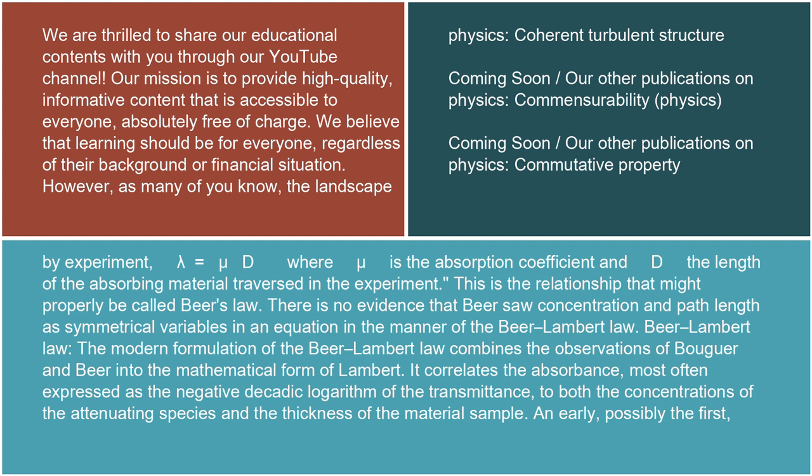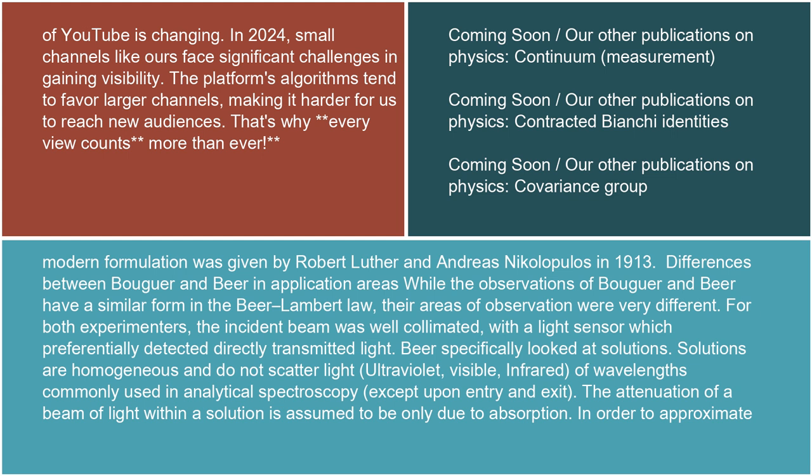There is no evidence that Beer saw concentration and path length as symmetrical variables in an equation in the manner of the Beer-Lambert law. The Beer-Lambert law. The modern formulation of the Beer-Lambert law combines the observations of Beer and Lambert into the mathematical form of Lambert. It correlates the absorbance, most often expressed as the negative decadic logarithm of the transmittance, to both the concentrations of the attenuating species and the thickness of the material sample. An early, possibly the first, modern formulation was given by Robert Luther and Andreas Nikolopulos in 1913.